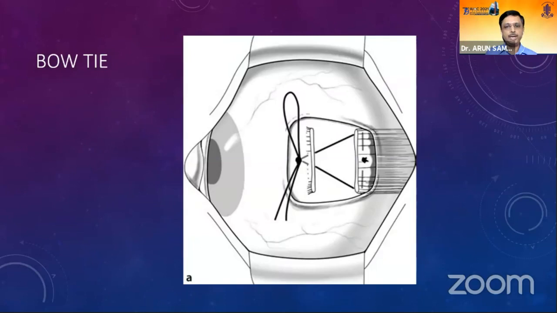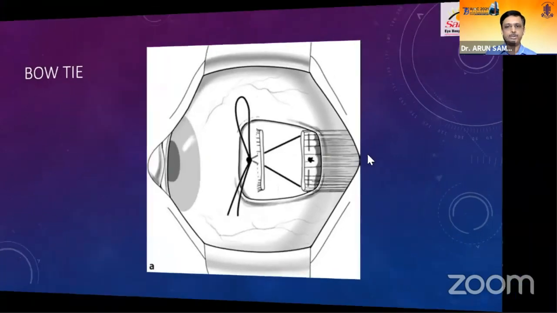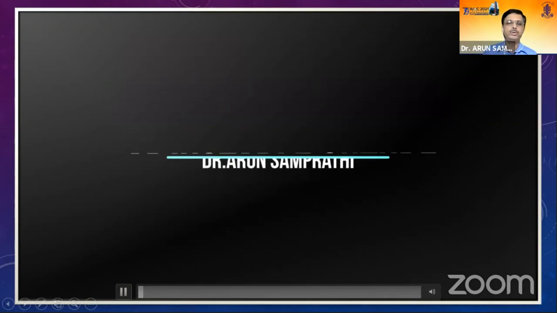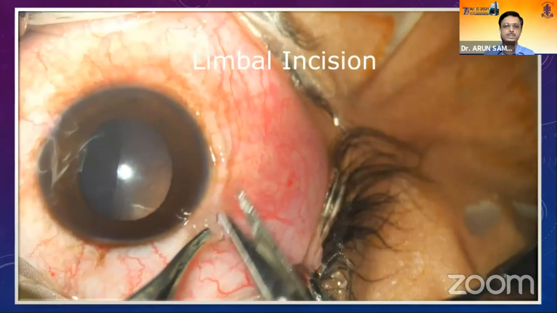This is the most commonly done type of adjustable suture. I use this bow tie technique. Here you tie a bow tie after putting the first knot, so that you can release it the next day and adjust the position of the muscle as per your requirement. Now let's go to a small video about how we go about doing this adjustable suture surgery.